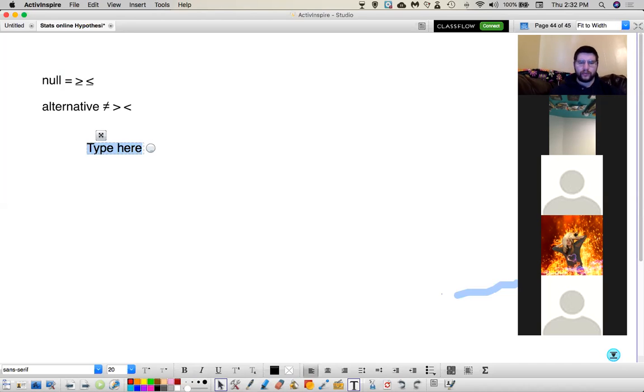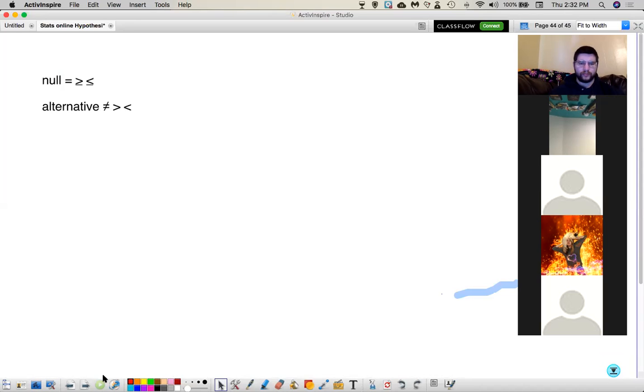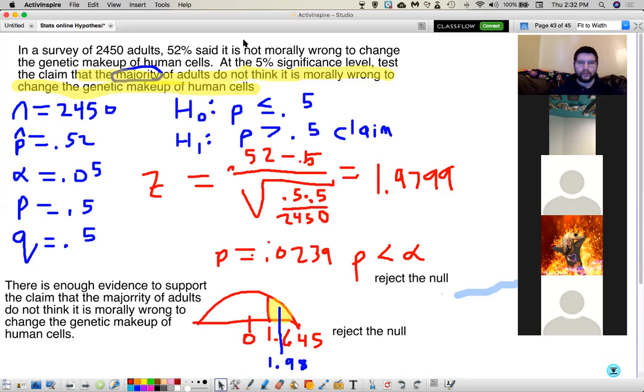Okay, how does it make it alternative? Write it, draw it down. Majority. So majority is greater than 0.5. Do you see that? Waiting for a response. Still waiting. Hello?